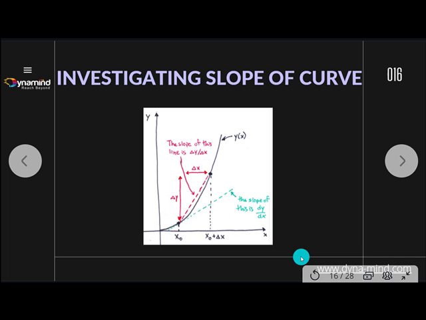Whereas in a curve which is not linear, the slope changes. For example, the slope starts here, it goes on increasing. You can see that you are going more in y compared to the same x if you go on the x-axis.